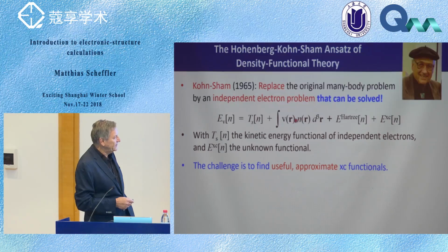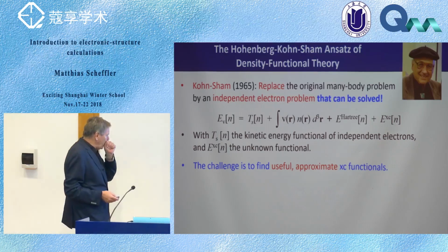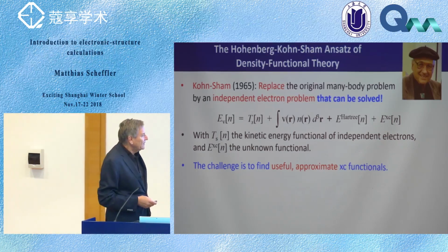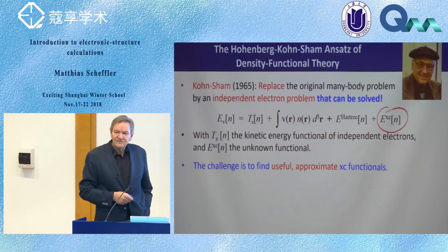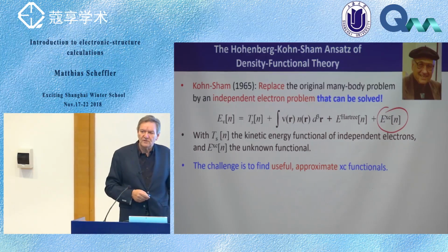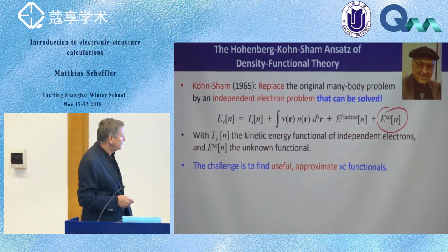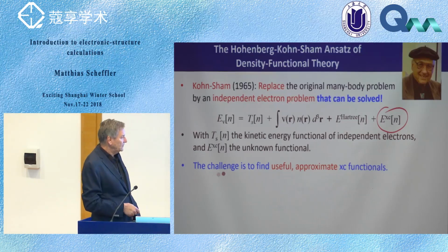Then you have the interaction of the electron charge density with the nuclei. You have a Hartree term, density-density interaction, and you have something which they called exchange correlation term. Now, the issue is that this thing is not known, and a lot of very good approximations have been done. And this is the main challenge, to find a useful approximation for this thing.